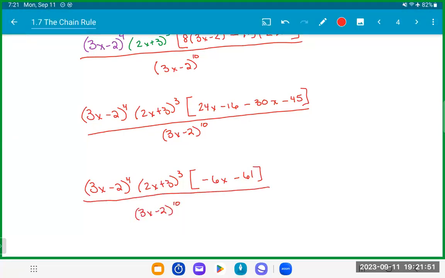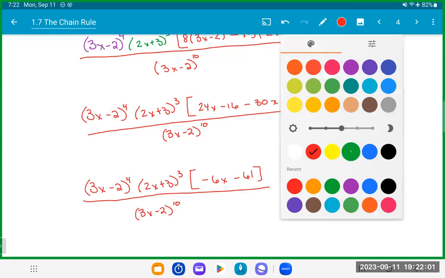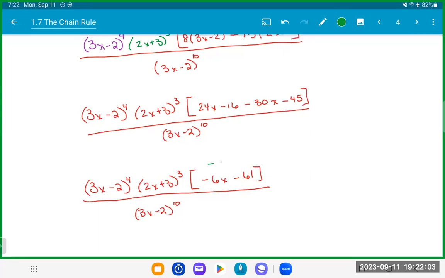All right. And so we could leave this problem like that. Some textbooks don't like this here with the negative. So what it would do is say this is the same as saying negative 6x plus 61, and then just bring that negative out here in the front.